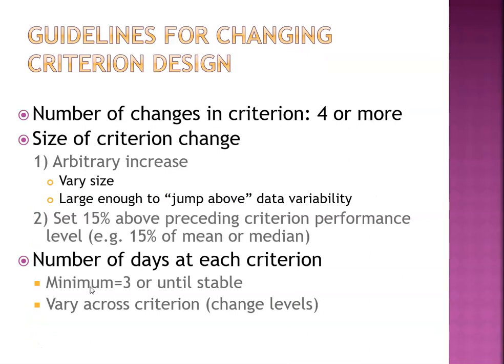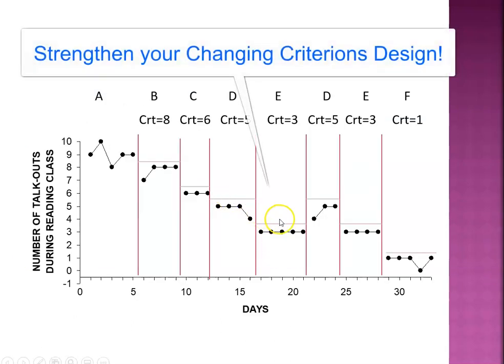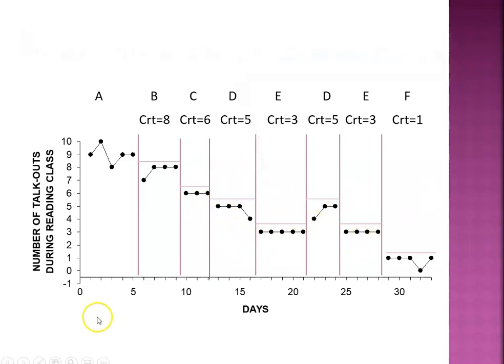The guideline for changing criterion design is that you have to have at least 4 or more changes. The size of the criterion change is rather arbitrary. It varies in size, but basically you just want it to be large enough to jump above data variability. The general rule is 15% above the preceding criterion performance level. The number of days at each criterion would be a minimum of 3 or until stable data, and it can vary across the criterion. Changing criterion design has a return to a previous condition, so in essence you have an AB design built into it.